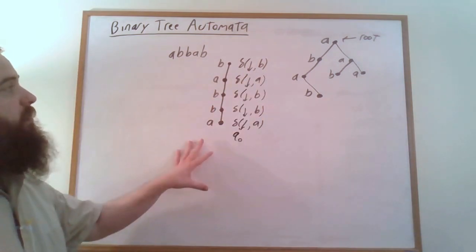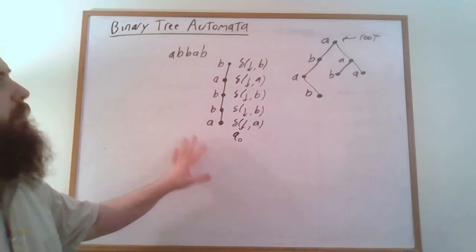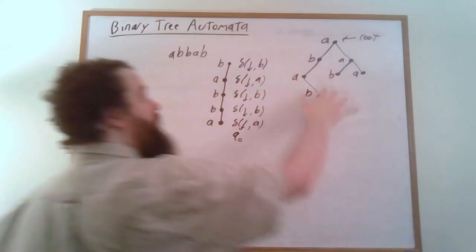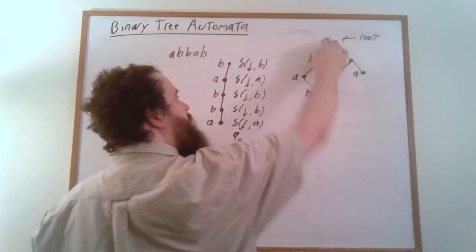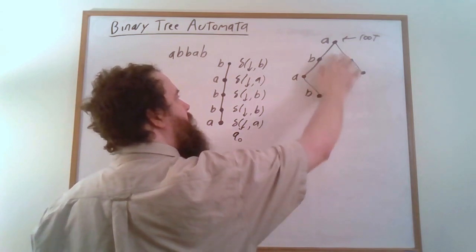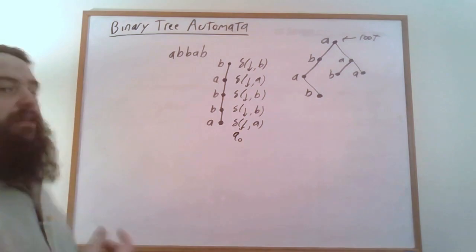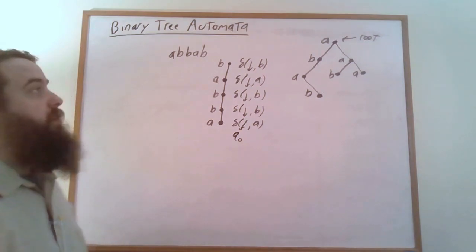So this is the perspective on finite state automata that I'm going to want to take when generalizing to trees. We're going to start at the leaves and work our way towards the root, figuring out what state we want to associate to each node, and hoping that we wind up associating a final or accept state to the root node.